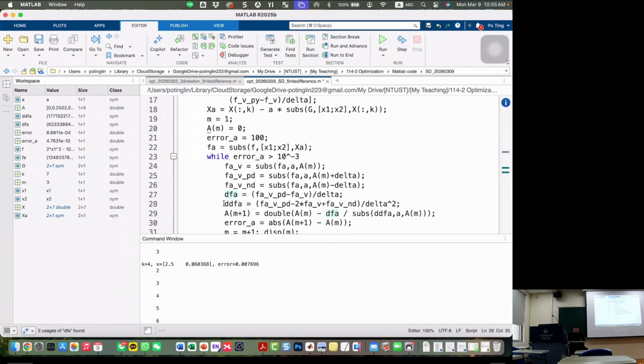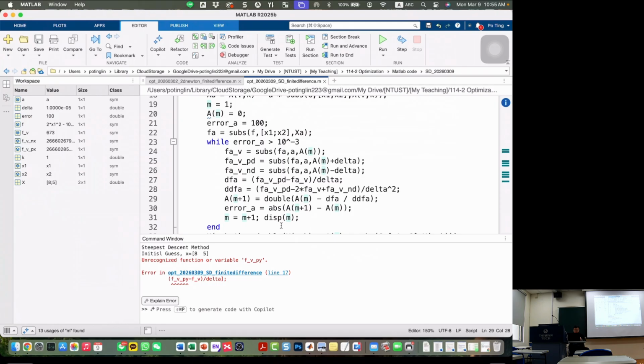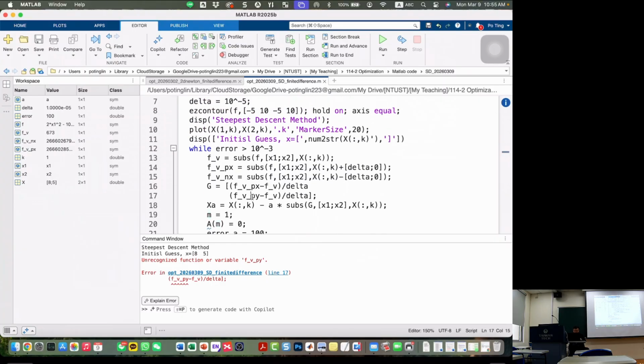Okay, and I just need DFA over DDFA, right? Do I need double again? You don't need double anymore because everything should be... Oh, I think I still need double because they are symbolic. Okay, so let me try this. No. Line 17? Negative x, sorry. Typo.